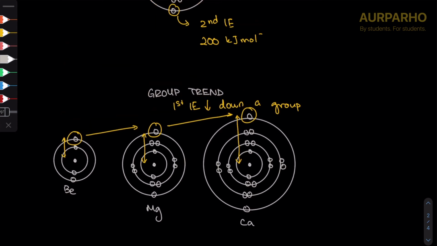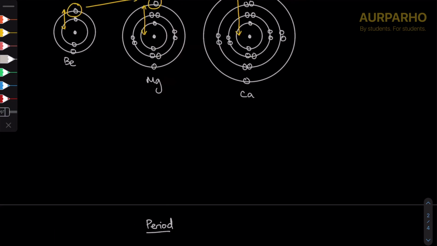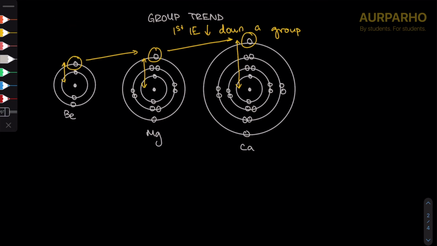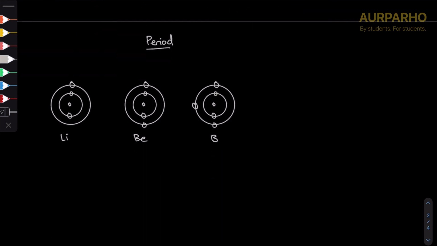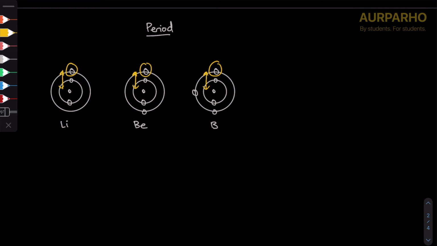Immediately you should notice a difference between the group trends and the period trends. In the group trends, the size of the atom was increasing and the distance of the outermost electrons from the nucleus was increasing as well. But here you can see that, if we consider this to be the outermost electron, this is the distance, and this is still the outermost electron, and this is still the distance. So the distance is remaining constant. But here, if we ask how many protons this nucleus has, it has 3 protons. Here it has 4 protons.